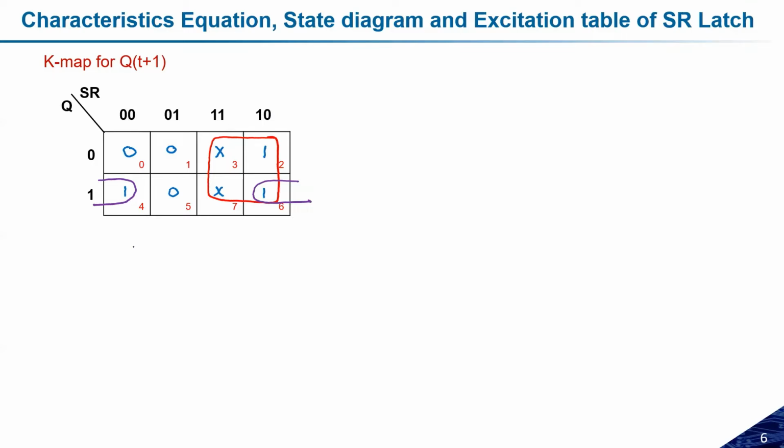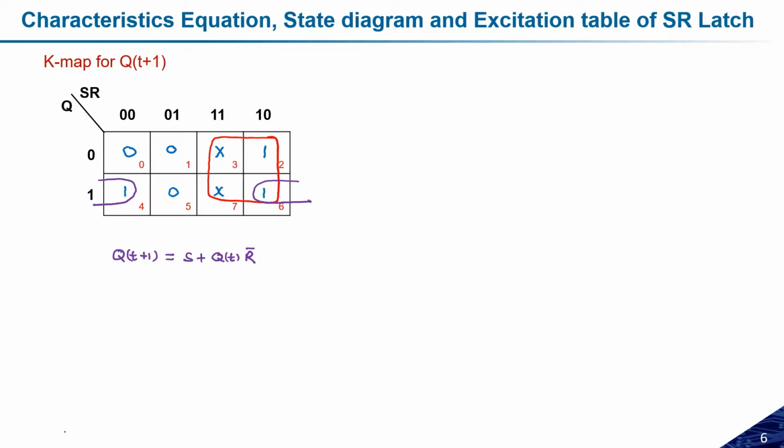Yes, so Q(t+1) is going to be S plus... from here I will get S, because if I simplify this term, I will get S, plus if I simplify this term, I will get Q(t), and then I will get R bar. Okay, Q(t) R bar will be the expression. So Q(t+1) will be S plus Q(t) R bar.